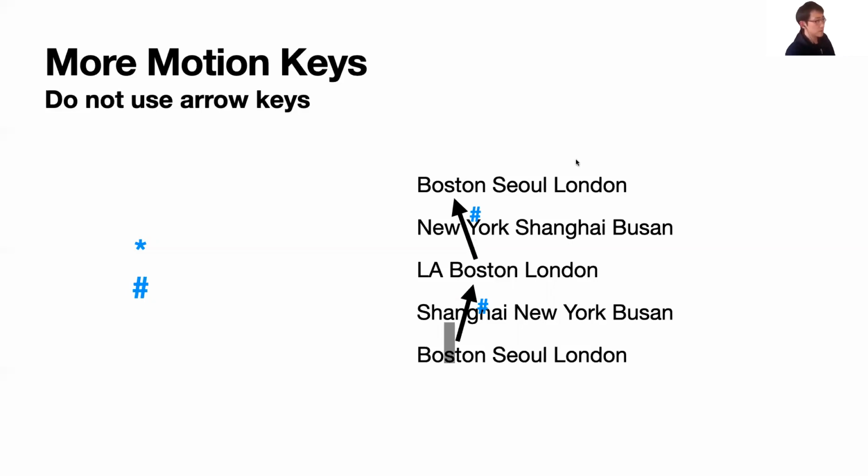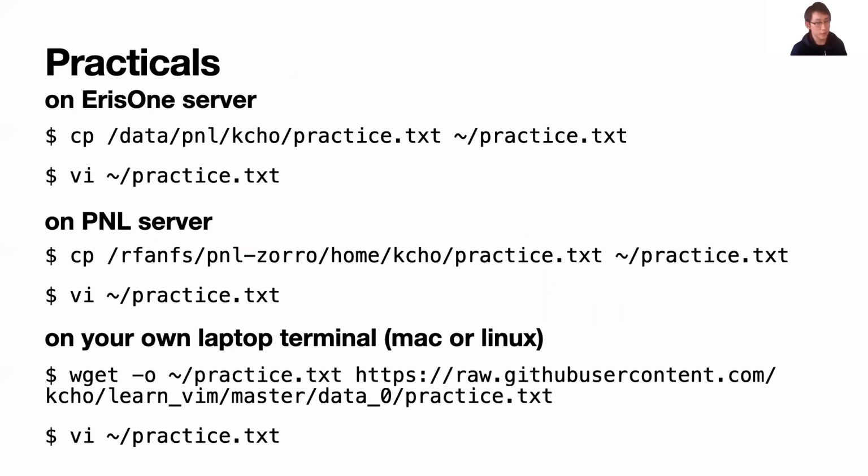That was the first session, just a quick first session. You don't have to remember much, but do try, please. So practicals now. If you have access to ErisOne or P&O server, I've put a text file there, and you can copy it into your home directory, and then you can open it with vi. If you do not have terminal access, if you do not have server access, just open a terminal in your Mac or Linux, and then just type this, or just open any text file and then write anything.